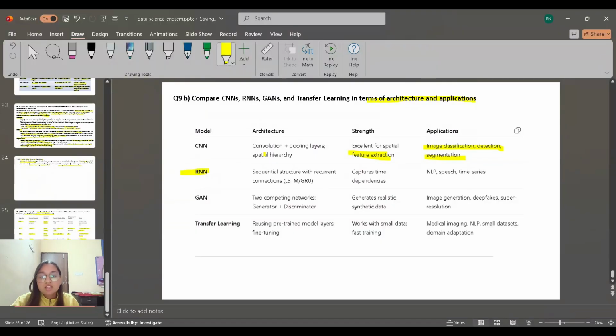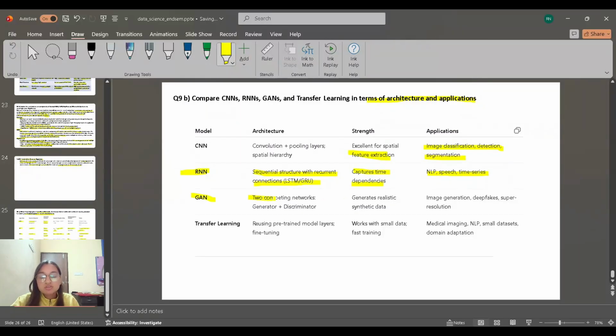RNN architecture is sequential structure with recurrent connections, LSTM or GRU. Strength is it captures time dependencies. Application is NLP, speech, time series.